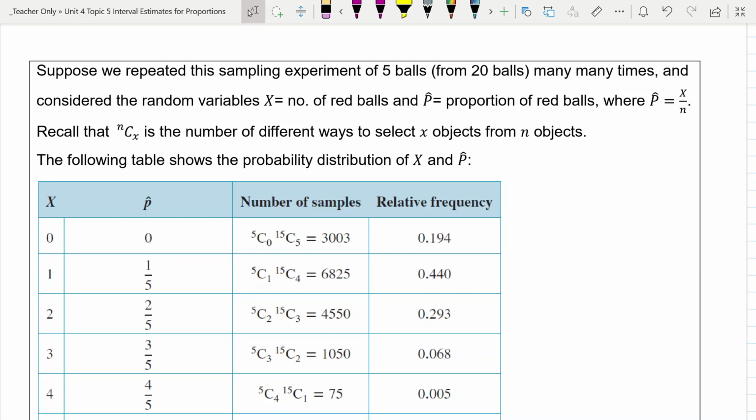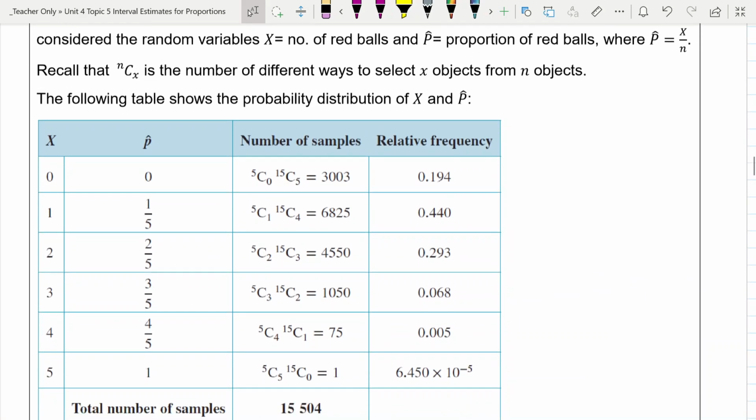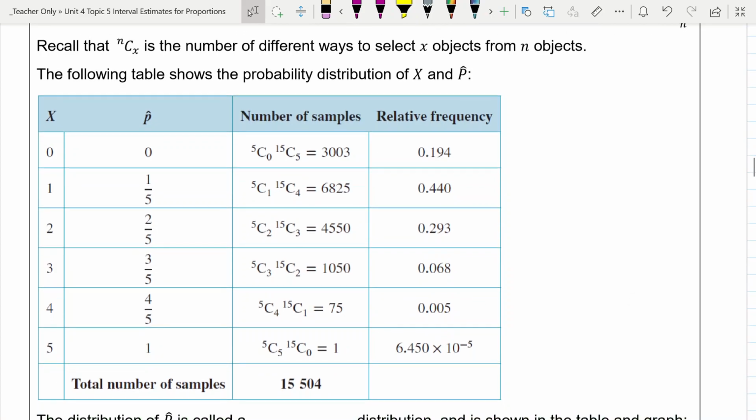Suppose we repeated this sampling experiment of 5 balls from 20 many times, and consider the random variable x being the number of red balls and p hat being the proportion of red balls, where p hat is x over n. Now remember with our combinations we can count the number of different ways we can select x objects from n objects. The following table shows you the probability distribution of x and p hat.